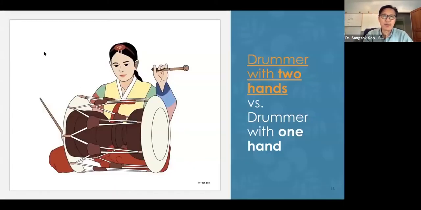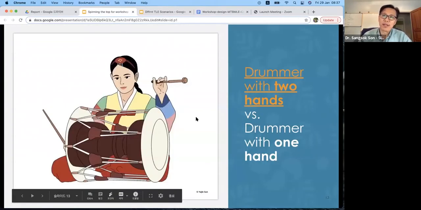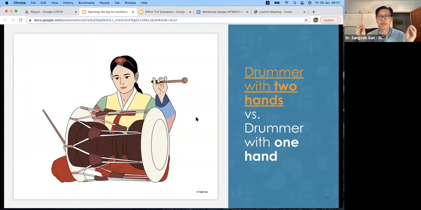This may be another metaphor to represent how bilingualism works. Bilinguals are like a drummer with two hands, two sticks. Bilinguals are not like a drummer with one hand. A drummer should have two hands. They should be able to use two hands together for communication.